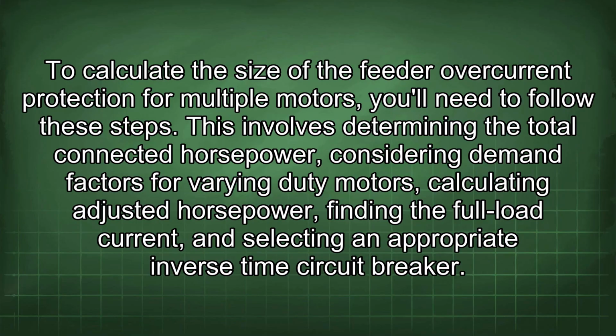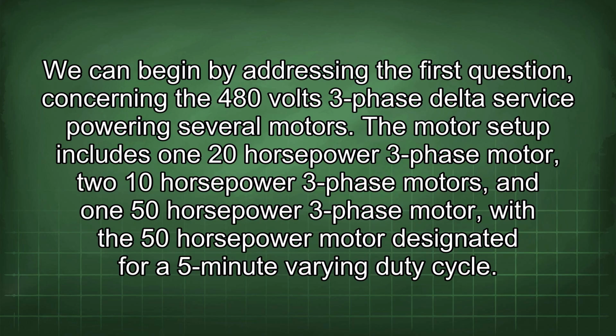To calculate the size of the feeder overcurrent protection for multiple motors, you'll need to follow these steps. This involves determining the total connected horsepower, considering demand factors for varying duty motors, calculating adjusted horsepower, finding the full load current, and selecting an appropriate inverse-time circuit breaker. We can begin by addressing the first question concerning the 480 volts three-phase delta service powering several motors.